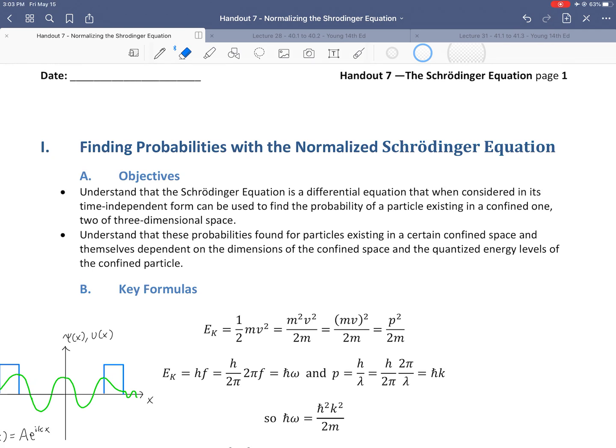All right, so let's look at our 2 objectives. The first one is to understand that the Schrödinger equation is a differential equation that when considered in its time-independent form can be used to find the probability of a particle existing in a confined 1, 2, or 3-dimensional space. Furthermore, we want to understand that these probabilities found for particles existing in a certain confined space are themselves dependent on the dimensions of the confined space and the quantized energy levels of the confined particle.